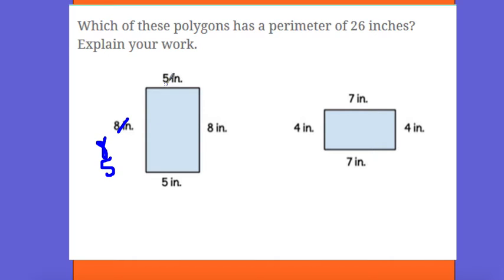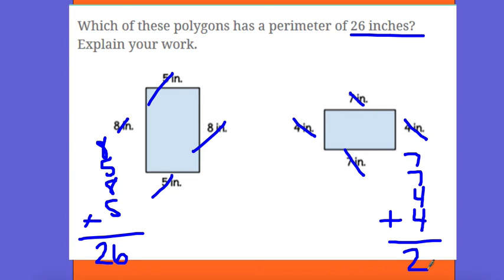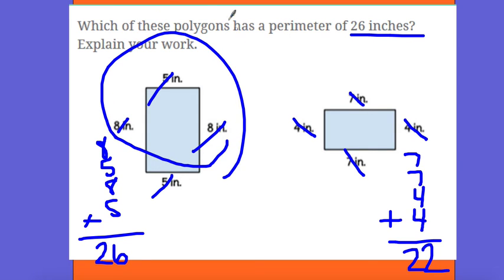8, 5, 8, and 5. Okay, when I add that up, I get 10 plus 16, I get 26. So that one has a perimeter of 26. Let's make sure this one doesn't before we turn in our answer. Let's see. 7 and 7, and then I added 4 and 4. So I get 14, 15, 16, 17, 18, 19, 20, 21, 22. This one's 22. So which one has a perimeter of 26? This shape does, because when I add all the sides, I get a sum of 26.